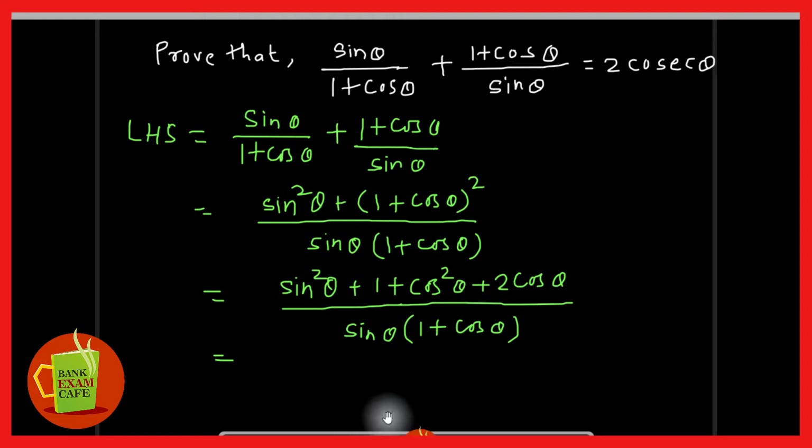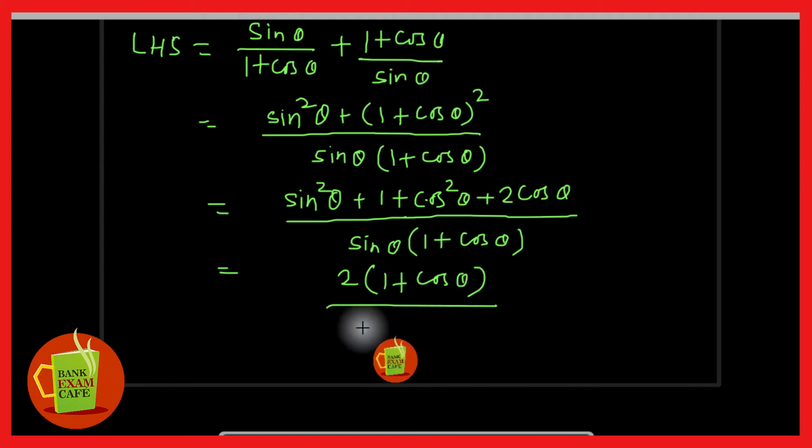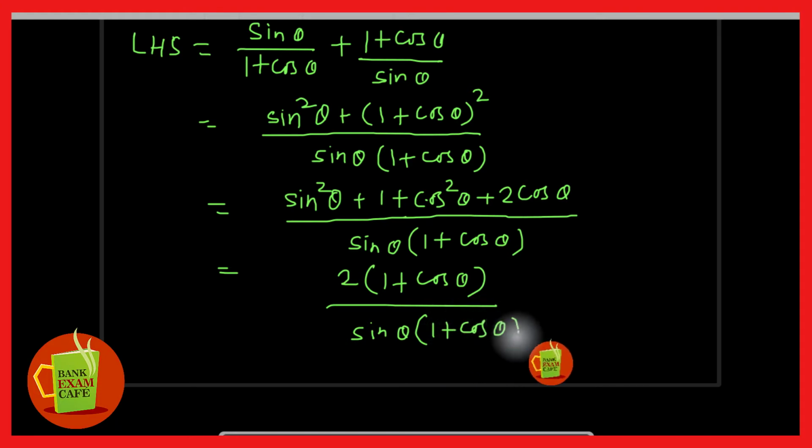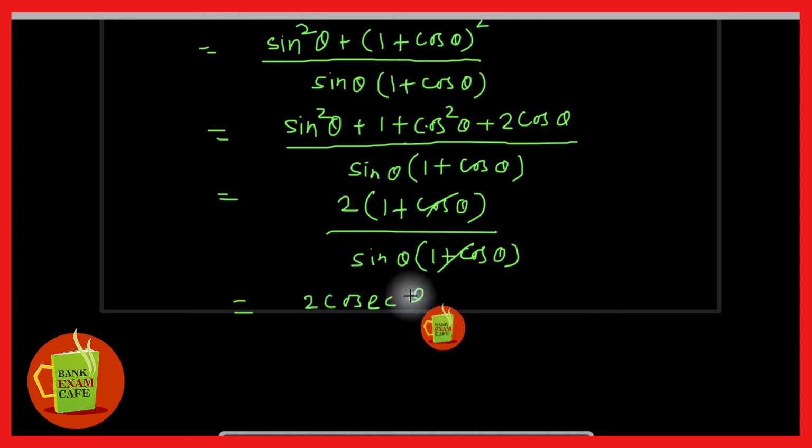So which is equal to, here sin square theta plus cos square theta, that will be 1 and this 1 will be 2. So 2 plus 2 cos theta, take out 2 as a common factor, so it will be 1 plus cos theta, upon sin theta into 1 plus cos theta. So this 1 plus cos theta will get cancelled, and which is equal to 2 upon sin theta, and 2 upon sin theta is 2 cosec theta, because 1 upon sin theta is cosec theta. So which is equal to RHS.